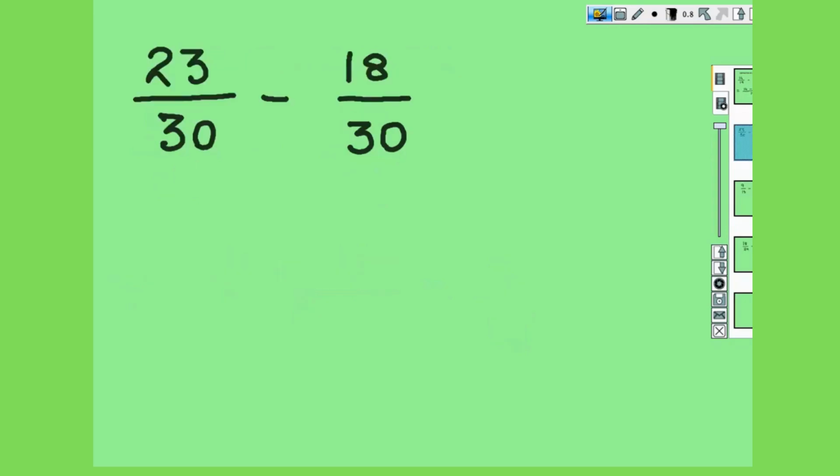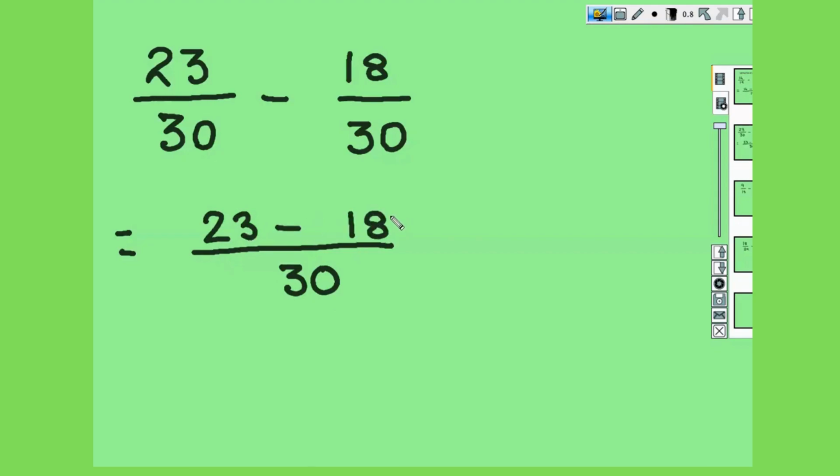If you can see over here, 30 is the common denominator between both the fractions. So we just write down the common denominator, that is 30, and then we simply write down the numerator. We are not supposed to subtract the denominator from the denominator. That means 30 minus 30 is not supposed to be done. And then we write down 23 minus 18, which would be 5 out of 30.